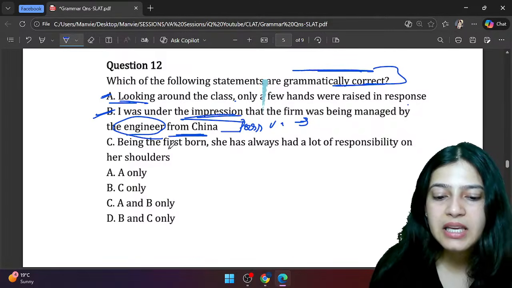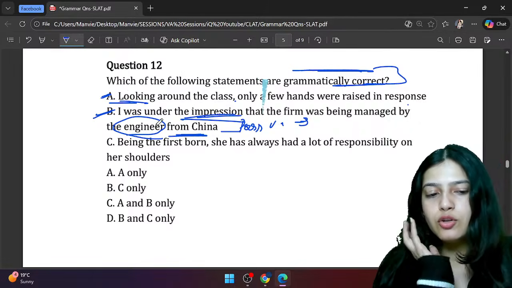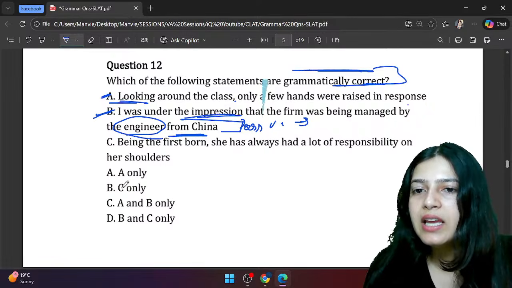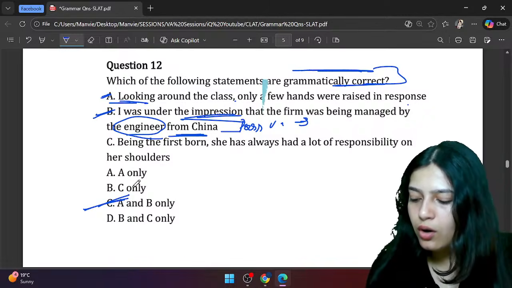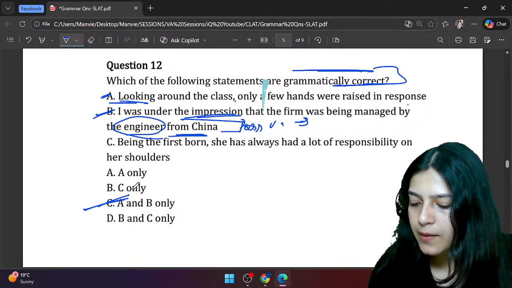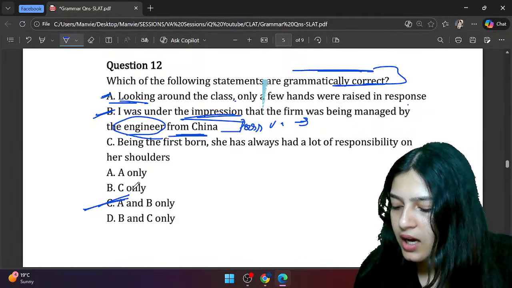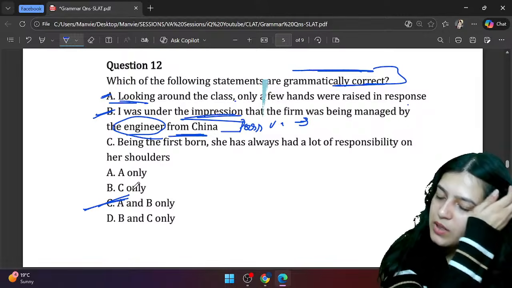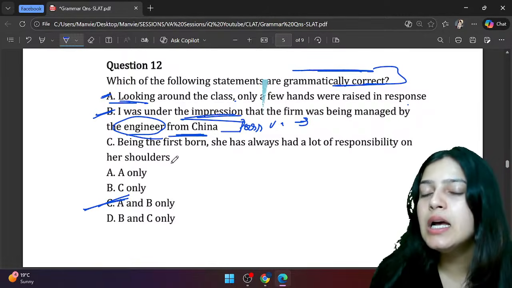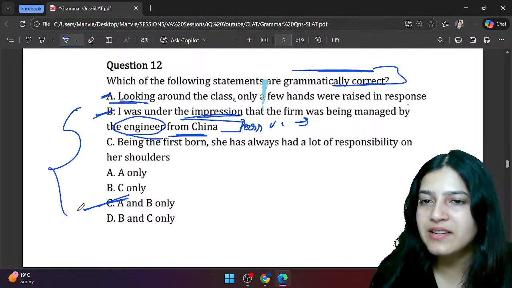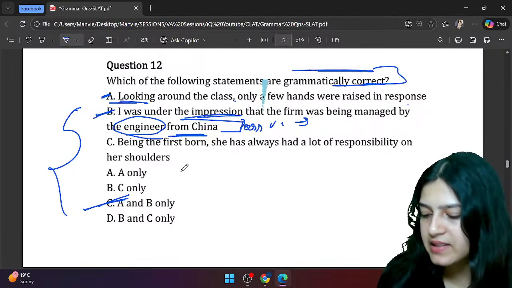C says, being the first born. So A and B only is the correct answer, but let's look at C also, to see why it is not correct. Yes, Arya Singh, in CLAT and SLAT English there are some grammar questions and passage vocab questions as well. So that is why we're practicing these.